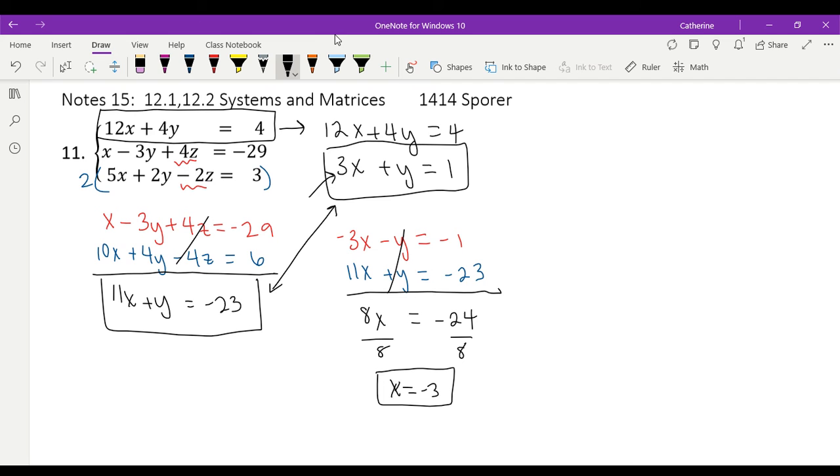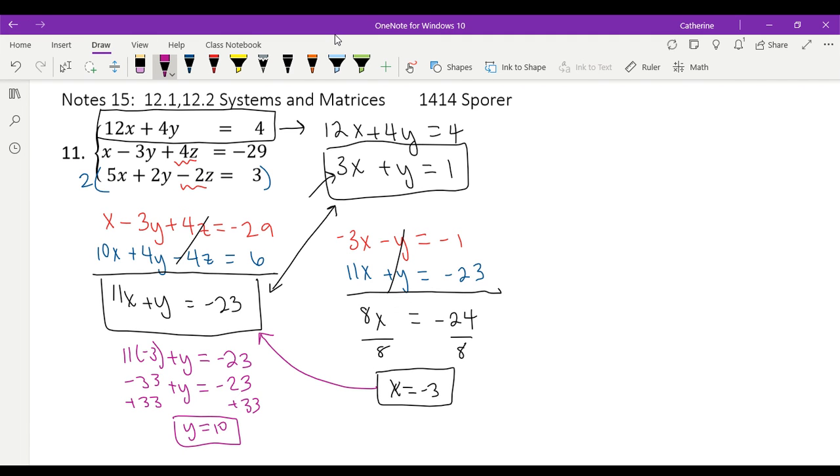Okay, we're going to use back substitution to get the other two variables, so substitute x equals negative 3 back into this equation. That would be 11 times negative 3 plus y equals negative 23. And as we're solving for y, we'll get that y is equal to 10.